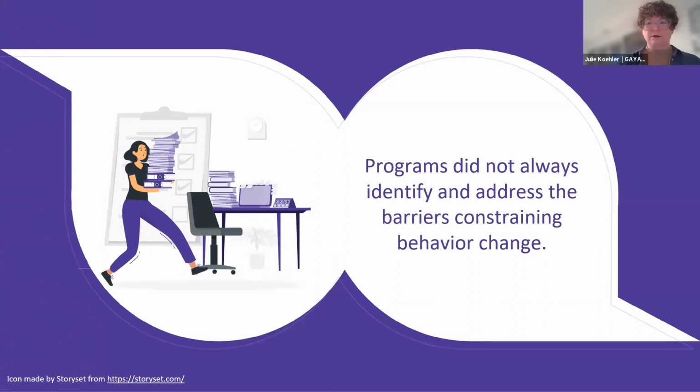Thanks, Julie, for taking us through that poll. The need for social behavior change was another key finding of Gaia's research. Incorporating social behavior change approaches allows teams to identify various barriers to gender equality and to design tailored interventions to address those barriers. However, our research showed that programs did not always identify and address barriers constraining behavior change.